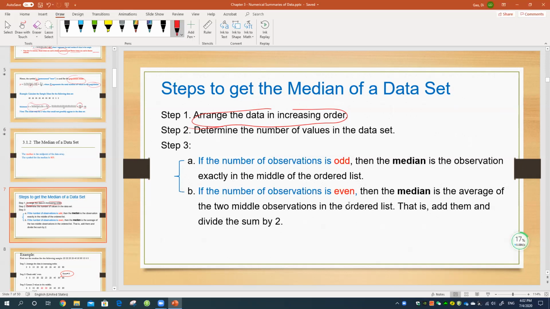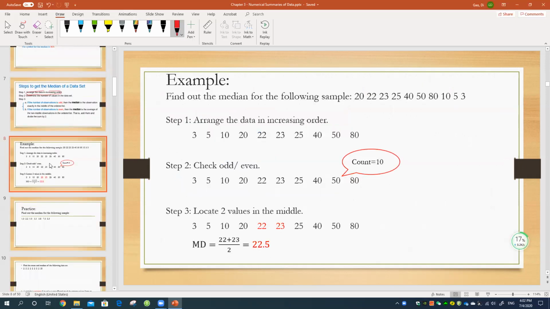So now let's look at the example question. Find out the median for the following sample: 20, 22, 23, 25, 40, 50, 80, 10, 5, 3. We're going to arrange the data in increasing order from 3 to 80, smallest to largest. Then we check whether we have an odd count or even count. The count equals 10, so 10 is even. Now we know we don't have a specific number right in the middle. Instead of 1, we have 2.